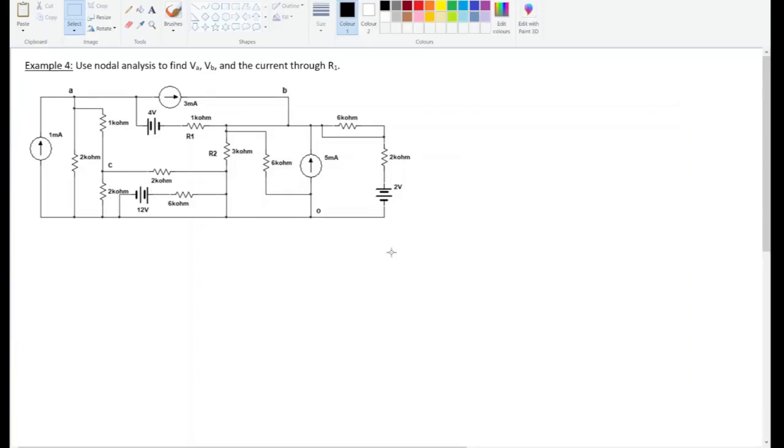Take a look at this question. Whenever they tell you to use nodal analysis, the first thing you need to do is identify where your nodes are. So let's look at node A over here first.